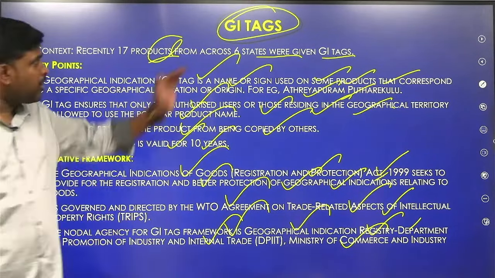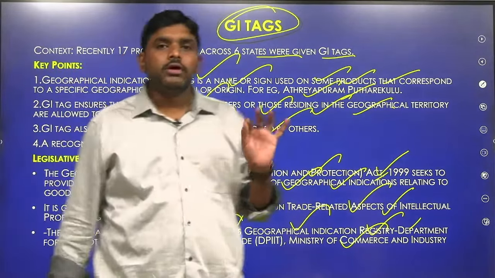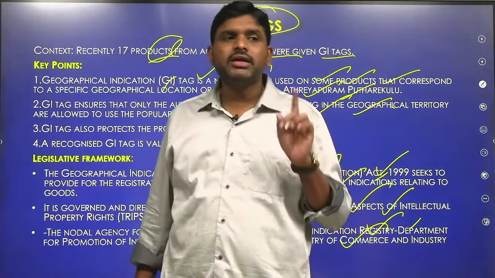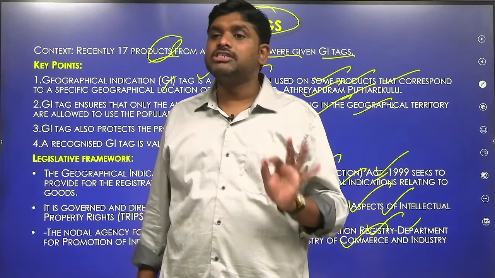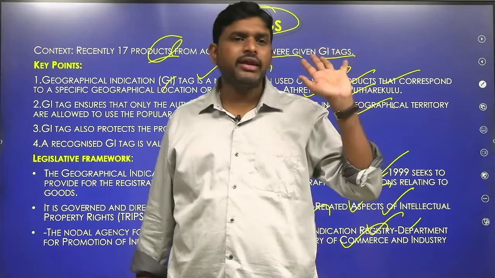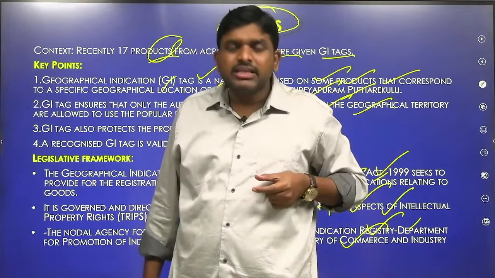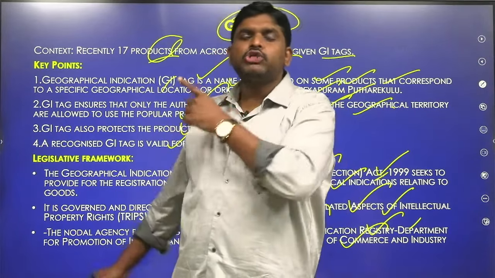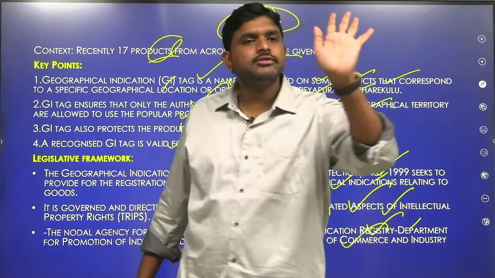In the current affairs class today I got that 17 products got GI tags from 6 states. You remember only the 17 GI tags. You cannot remember all, nearly 100 are there in India. Same like national parks, you cannot remember them. You cannot remember tiger reserves, impossible. Remember the things which are in the news in the last 1 year. So 17 products of 6 states got GI tags.